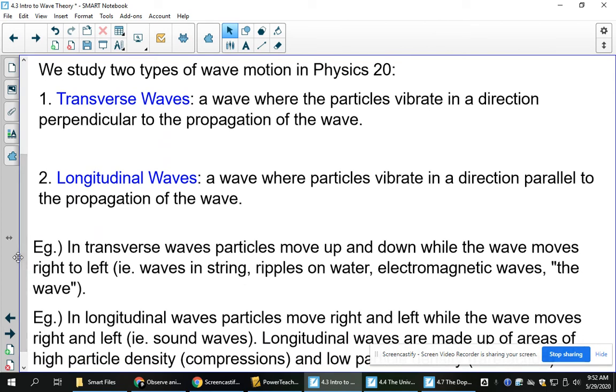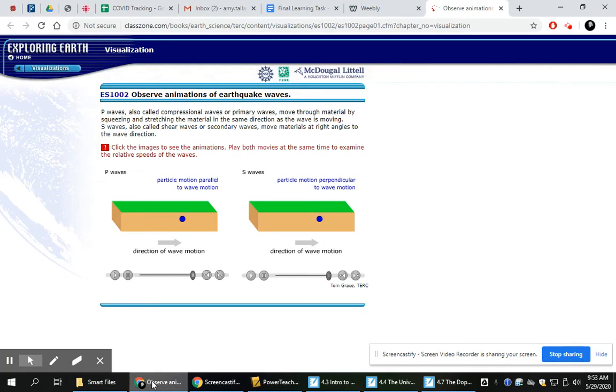So we're going to study two types of wave motion in Physics 20, transverse and longitudinal waves. The definition is kind of confusing, so I have a little animation to show this. A transverse wave is a wave where particles vibrate in a direction perpendicular to the propagation of the wave. That's a lot of big fancy words for this. See how this wave is moving from left to right, but the blue dot goes up, down. That's perpendicular to the direction the wave is moving across, and the matter moves up, down.